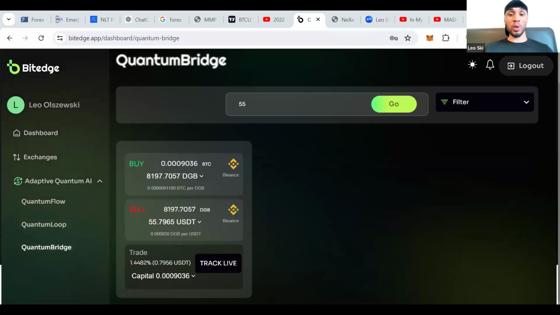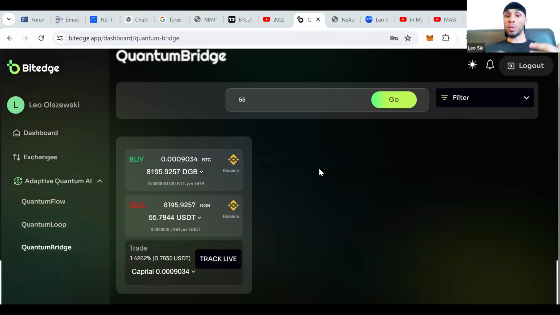Now, what I wanted to do is jump into my BitEdge account and show you the transactions, or in fact, let me show you any transactions that come up. The thing about BitEdge is that you've got the manual options and you've also got the automated options. So you've got Sniper, you've got auto trade, and obviously you can execute trades manually.